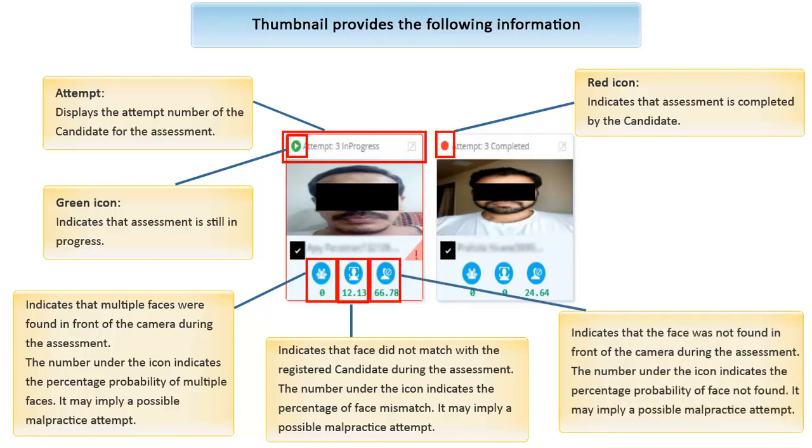No face detected icon: it indicates that the face was not found in front of the camera during the assessment. The number under the icon indicates the percentage probability of face not found. It may imply a possible malpractice attempt.